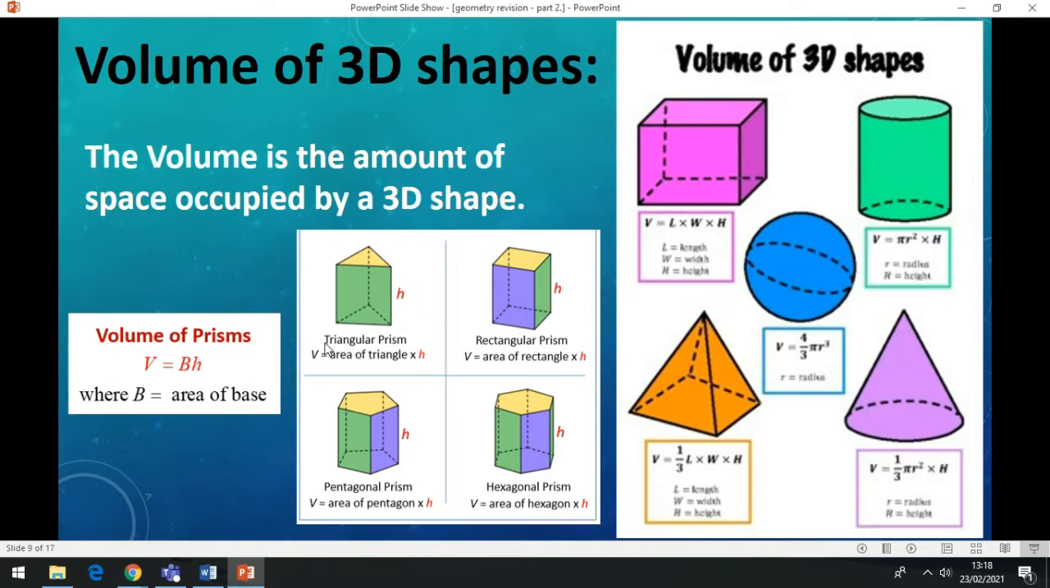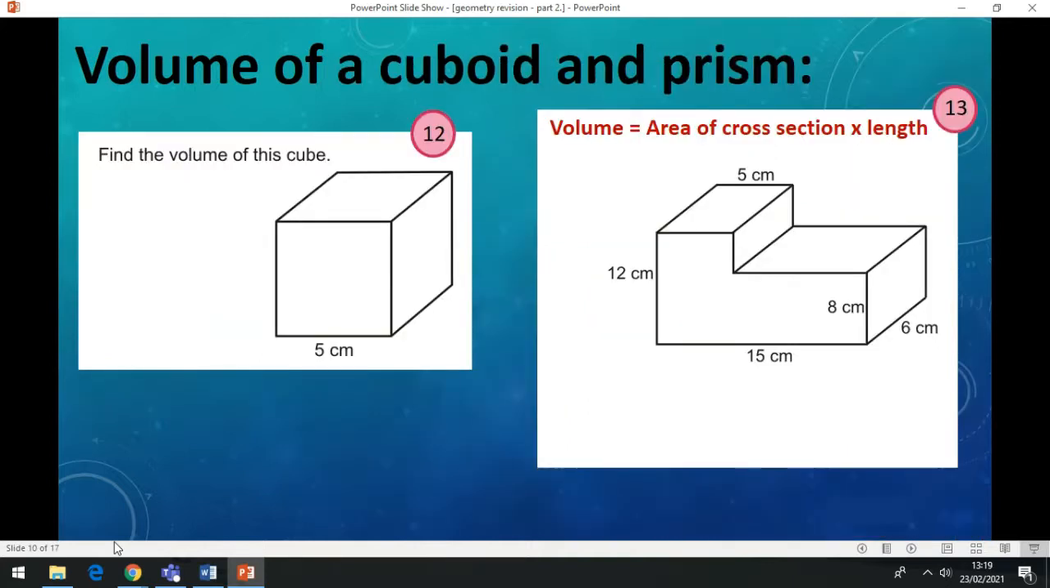For a prism, that's any shape where the cross section is the same all the way down the shape. So if you cut the shape anywhere along, it would have the same area. For a prism, we find out the area of the flat side, and then we multiply it by the height of the shape. So let's go through some of these now.